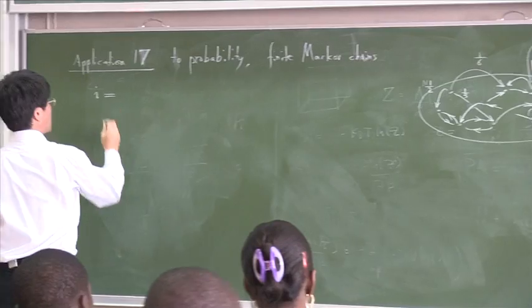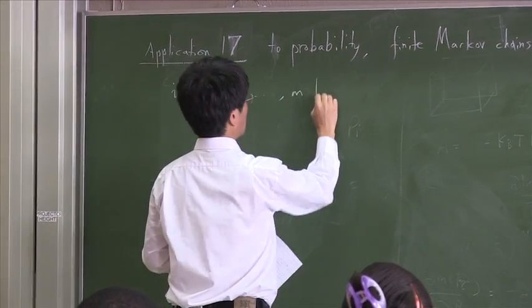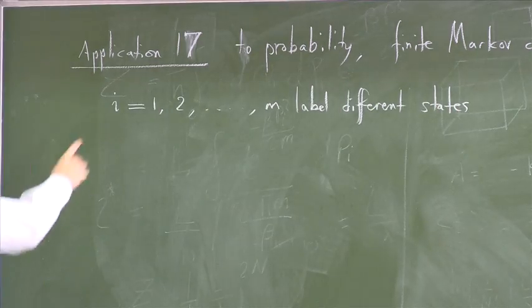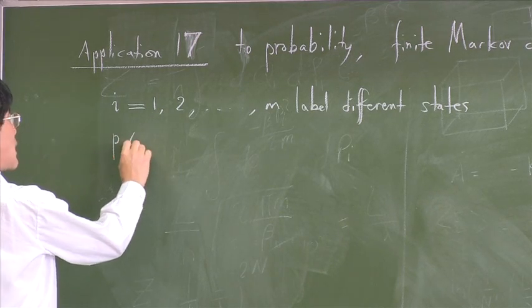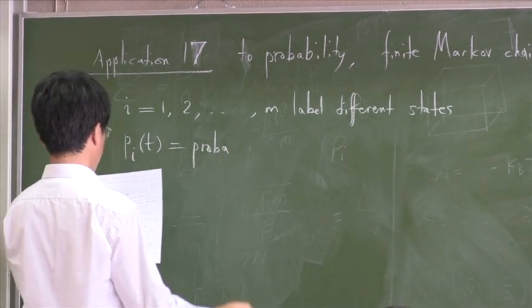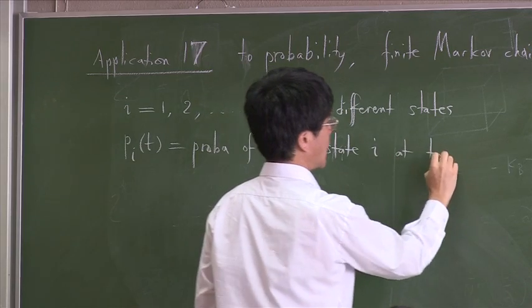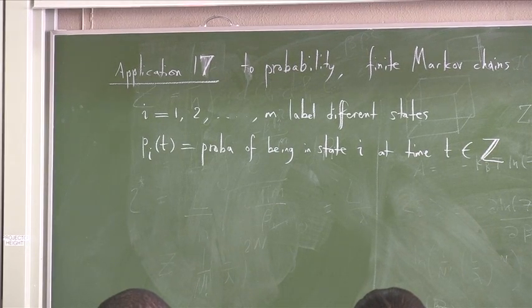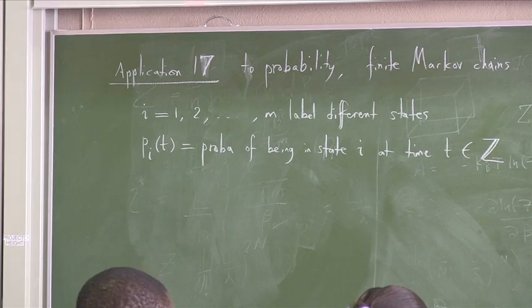And let's say that you want to label the states. So I'm going to label the states by some number, 1, 2, and so on, up to m. Different states. Thus, in state number 1, you might have a temperature of 40 degrees and a pressure of 23 Pascal, and so on, different parameters for the different states. And let's denote by P sub i of t the probability of being in state number label i at time t. And t, I shall assume, is discrete. That's what I meant by pam, pam, pam, pam. I blow a trumpet, and then all of these rabbits jump at the same time. So t is discrete, time is discrete.